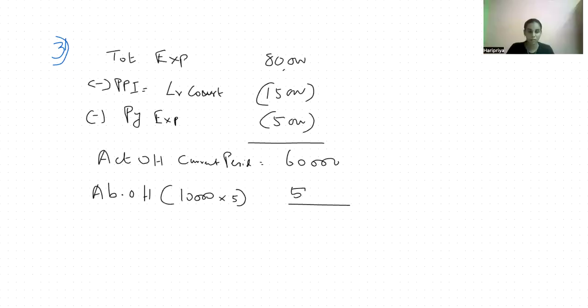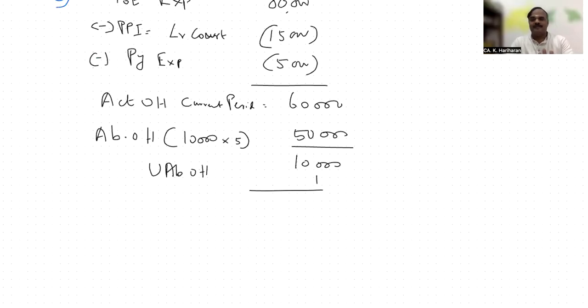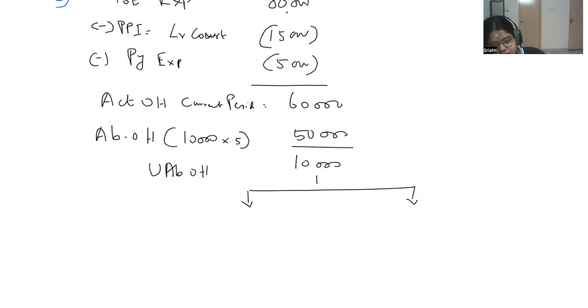But difference in absorption comes to 10,000. Is the 10,000 under absorption or over absorption? Under absorption of overhead. So under absorption of overhead comes to 10,000. With respect to accounting treatment, we have to segregate that 10,000 into 2 parts. Any doubt in under absorbed overhead? All are comfortable, my dears? Yes, sir.